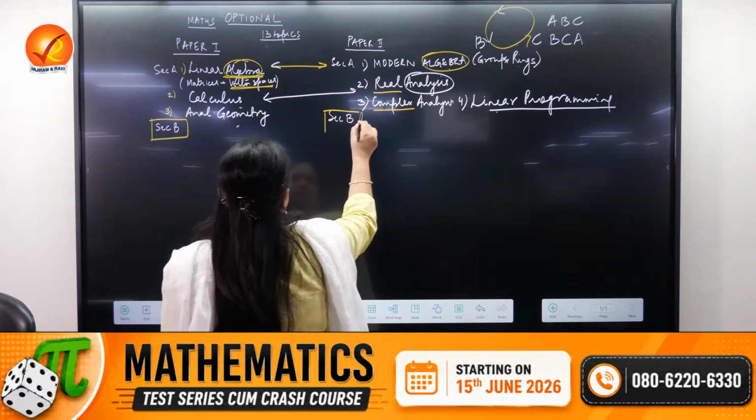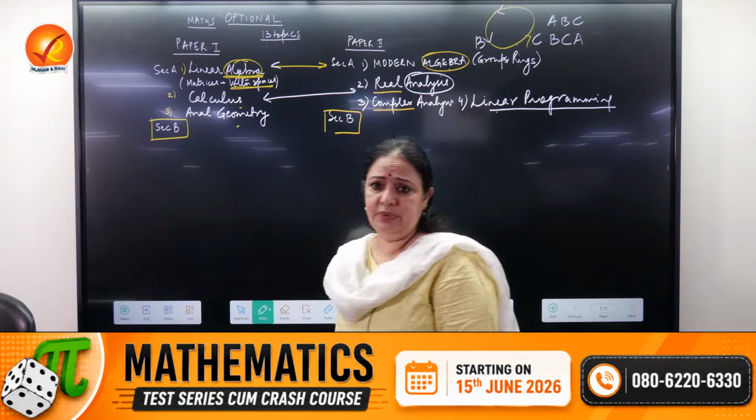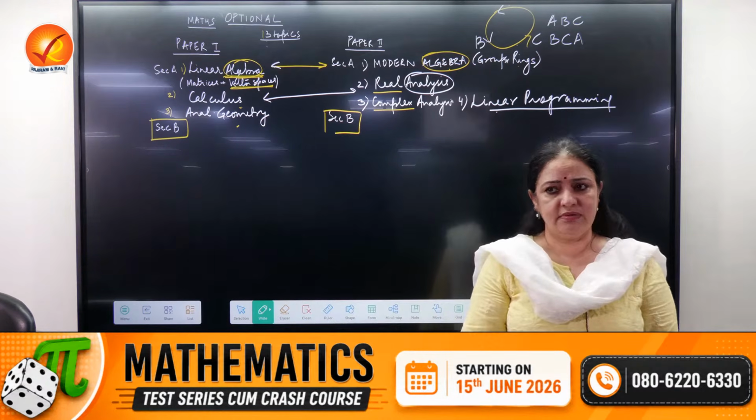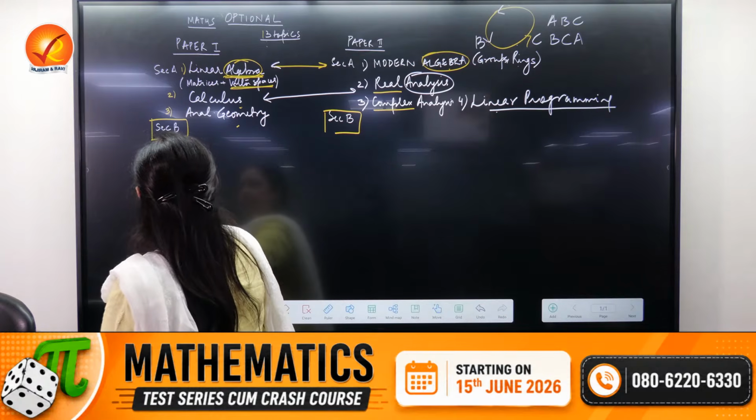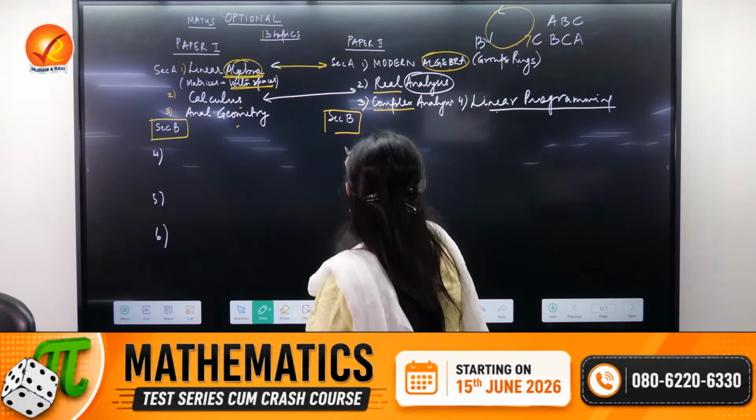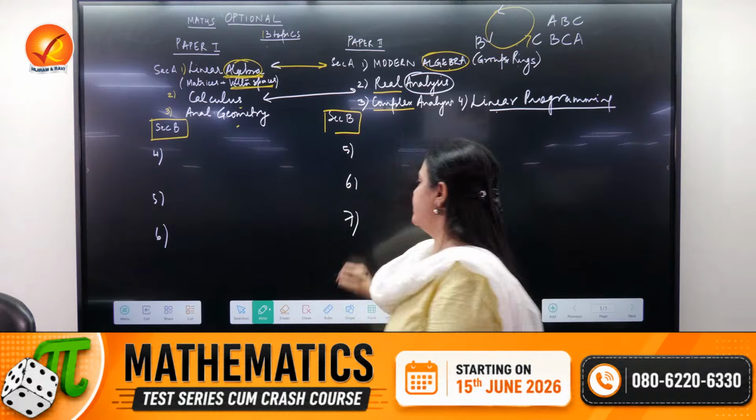Okay, let's come to section B. So how many topics have we covered till now? 7. More than 50% has been covered. Now let's come to section B. So the fourth topic here, this is 4, 5, 6. This is the 7 topics here.